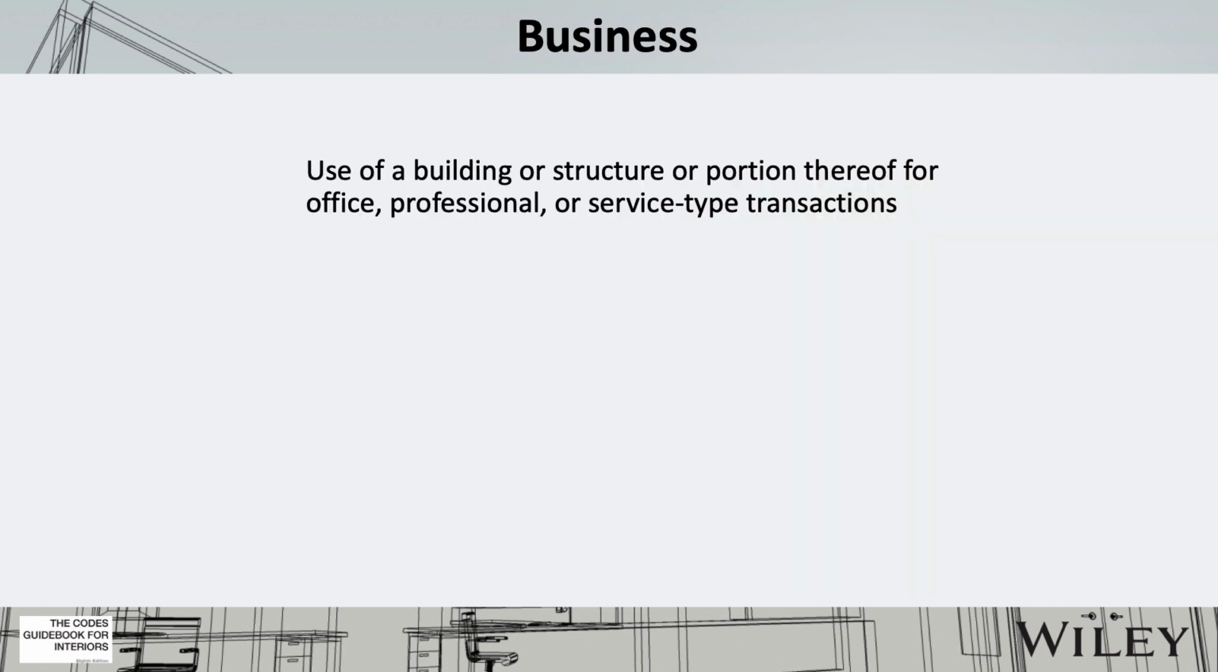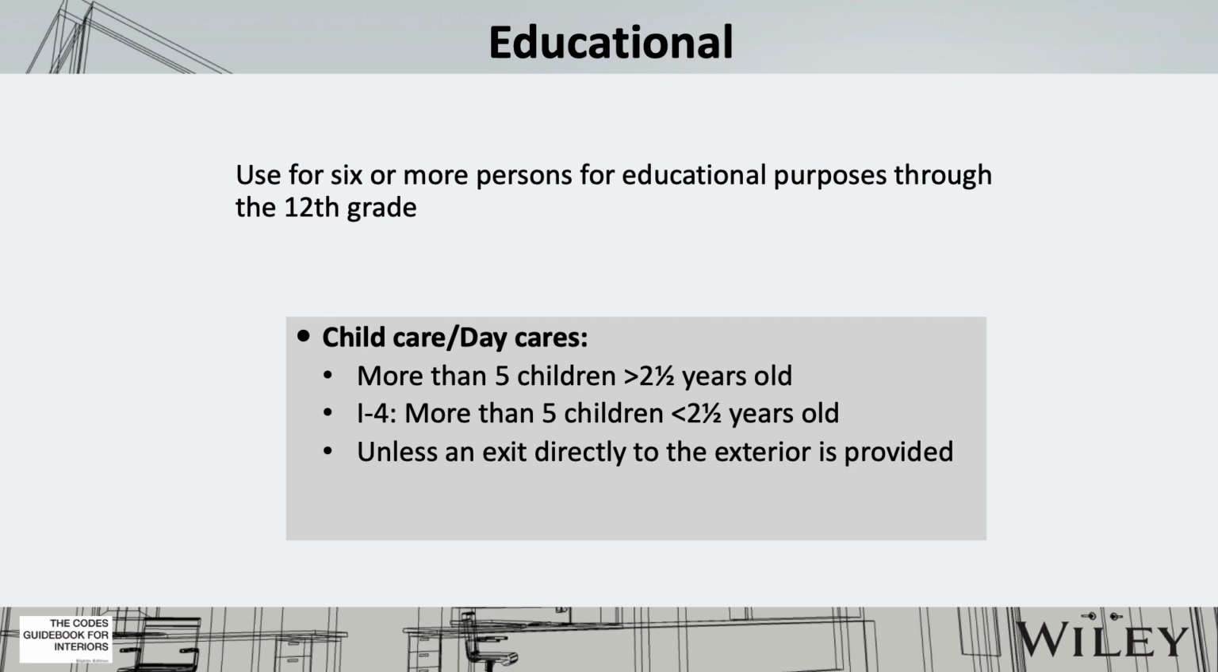While the B business classification doesn't have any subcategories, it is important to note that in addition to office, professional, service type areas, it does also include educational facilities above the 12th grade and restaurant facilities that are under 50 occupants. The educational classification covers K-12 facilities, as well as many of the child care, daycare scenarios.